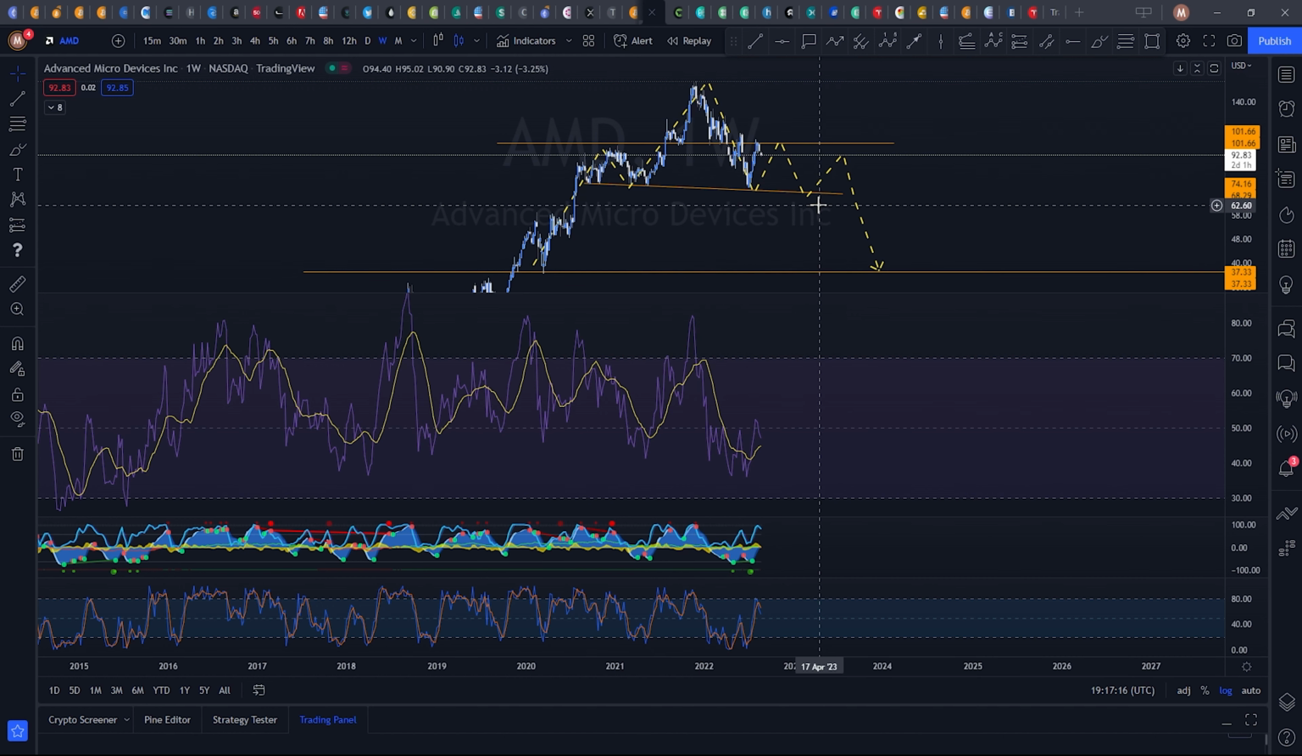I would also keep an eye on Intel, though, because Intel is actually being slept on heavily. Intel's not a horrible company, and if they can get themselves out of the rut that they're in, they could do a lot of things. You can see right here, stochastics reading way overbought.